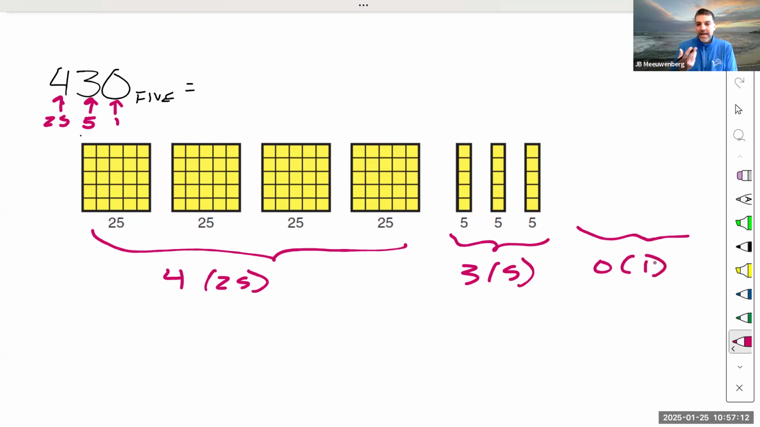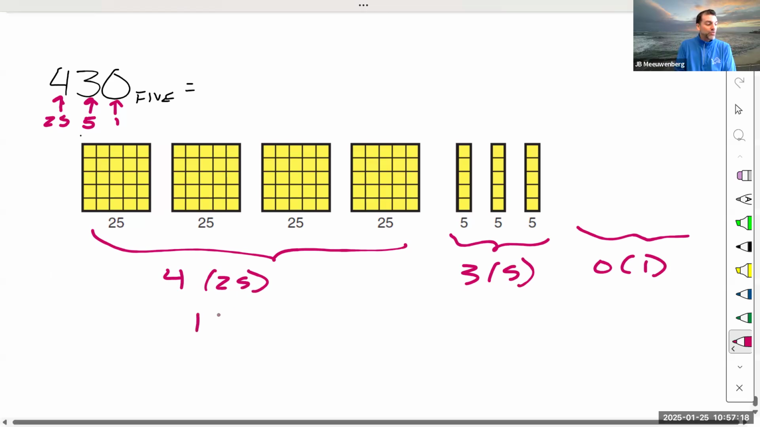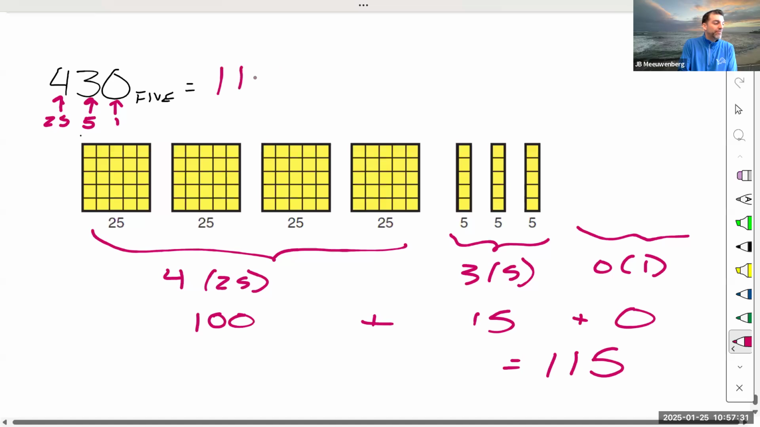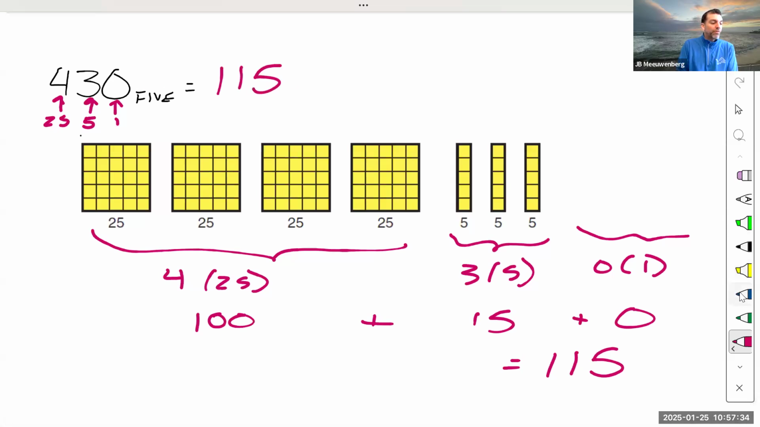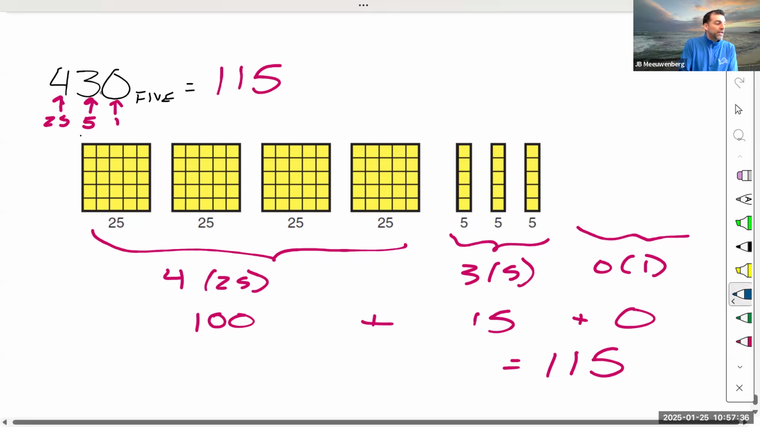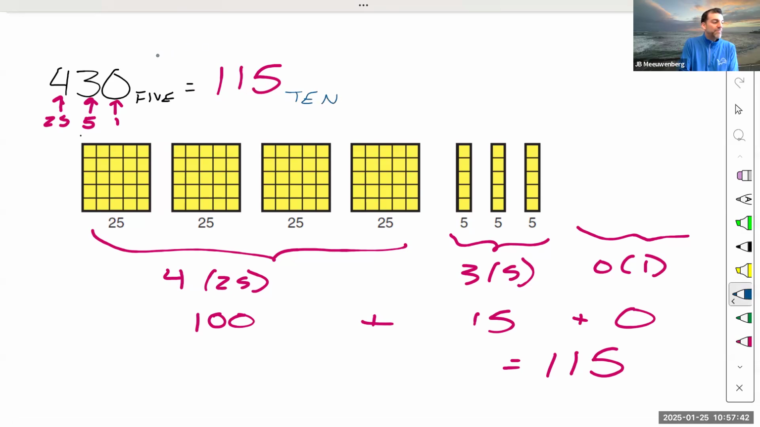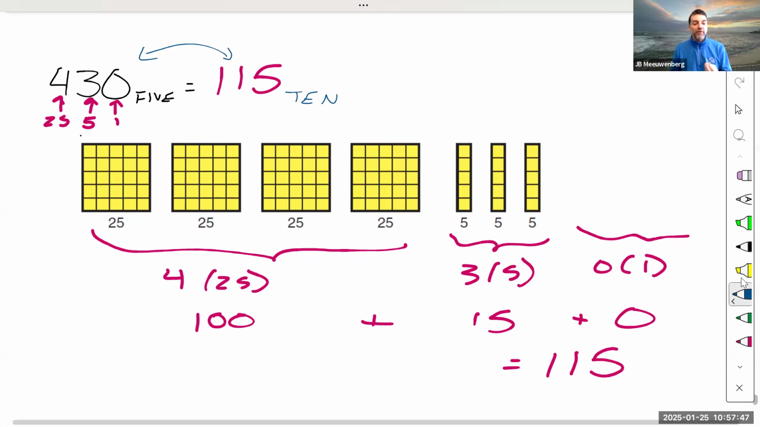So how do we write it in base 10? Well, we have to do a little calculation here. 4 times 25 is 100, plus 3 times 5 is 15, plus 0 times 1 is 0. Add those up, and we get 115. So the number 430 written in base 5 is 115 written in base 10. These numbers are the same. They represent the same amount of stuff, just in different ways.